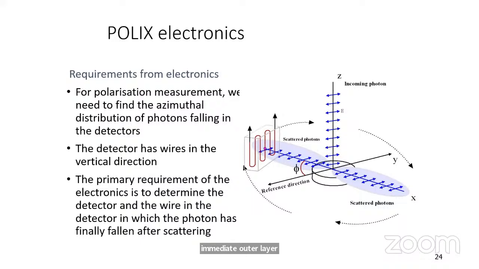Coming to Polix electronics, I'll try to explain this. For polarization measurement, we need to find the azimuthal distribution of photons falling in the detector, which I also explained in the previous slide. The detector has wires in the vertical direction. This is also demonstrated in one of the cut views you would have noticed. There are 12 anodes, that is 6 plus 6. The primary requirement of the electronics is to determine the detector and the wire in the detector in which the photon has finally fallen after scattering.